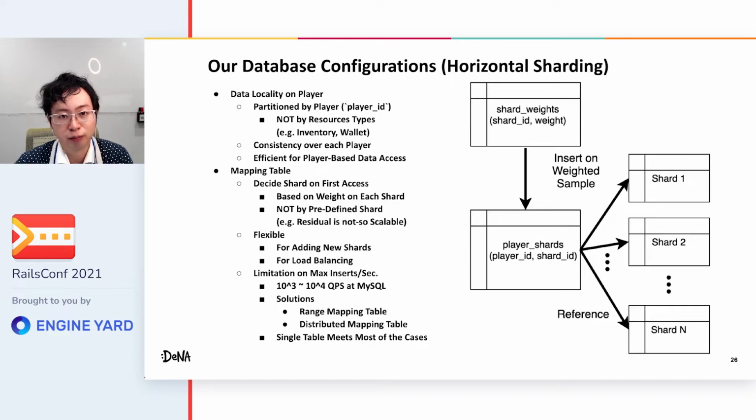There is a limitation of maximum inserts per second for this architecture. For example, thousands or tens of thousands of queries per second are the limitation of MySQL. If we hit the limit, we can use a range mapping table or distributed mapping tables.